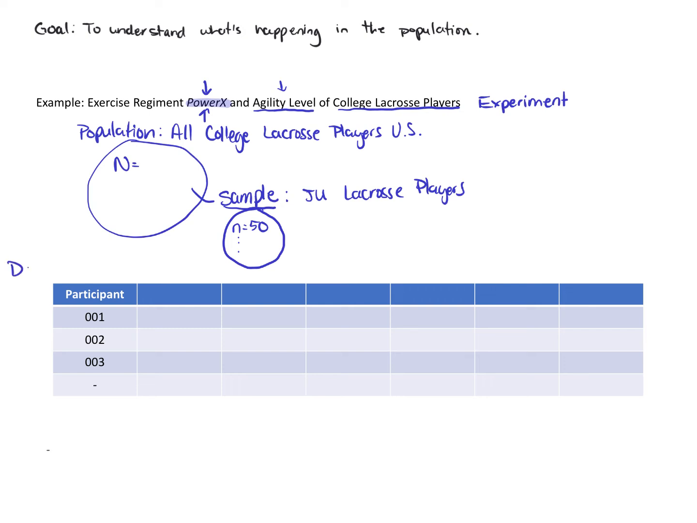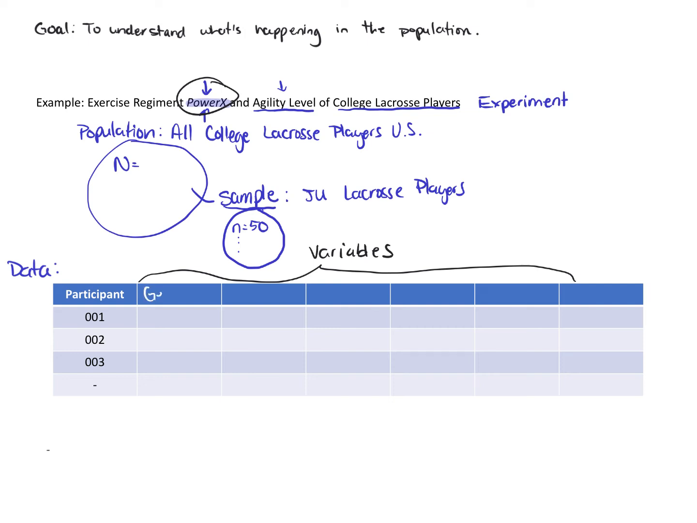So now let's talk about the type of data that we might be interested in collecting in this particular experiment. So then you start asking yourself, well, what are some other variables? So now I'm using the word variables. So I'm going to start listing those variables in these columns. All right, so what are some other variables that could affect one's agility level aside from an exercise regimen called Power X?